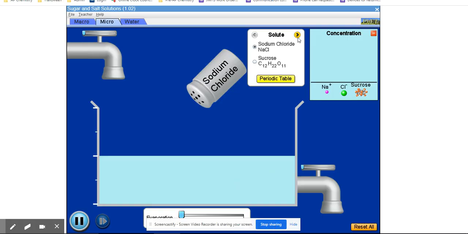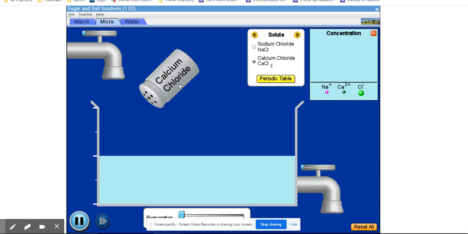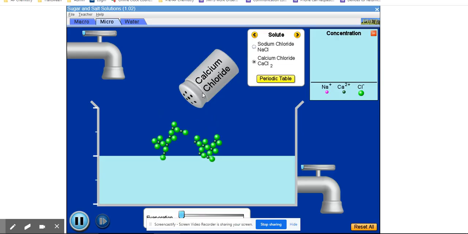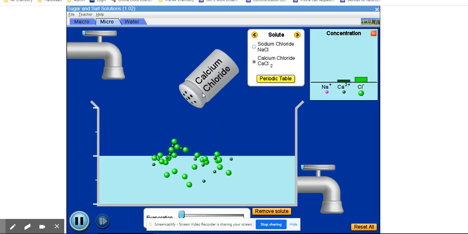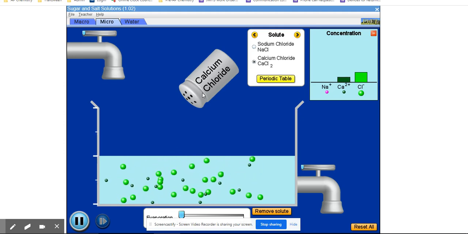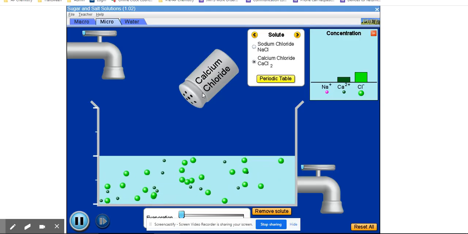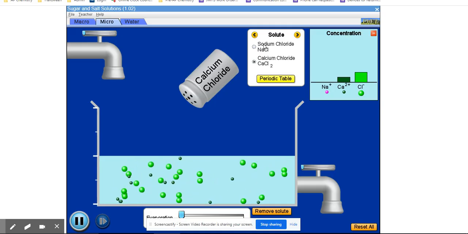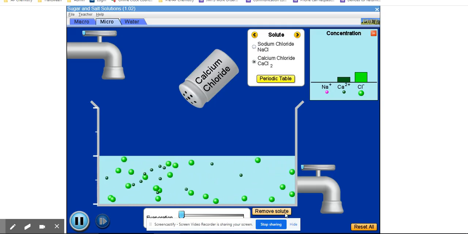Okay, so moving to our other two categories, we have glucose and calcium chloride. Here's calcium chloride. See how that one comes out. And you need to be labeling, are they separating or dissociating in water? So we can see that all those atoms split apart again, very similar to when we had our sodium chloride.